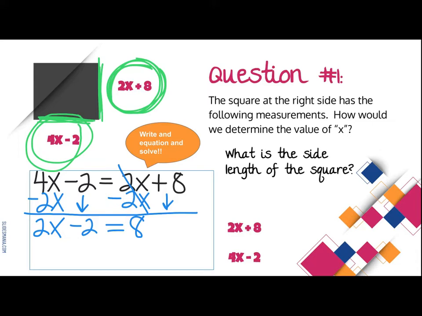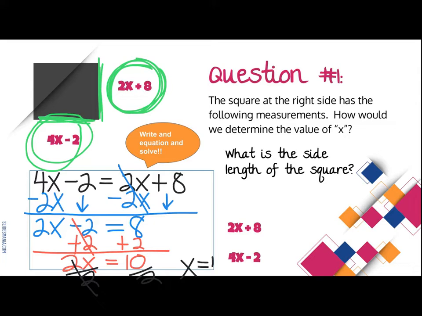Now that our x's are on the left side, we're going to move the negative 2 over to the right side to combine the constants together, to combine the numbers together. So I'm going to add 2. That will knock out that minus 2 and plus 2, leaving me with 2x equals 8 plus 2 is 10. 2 times x equals 10. The last step is to undo multiplication with division. So I'm going to divide this side by 2 and divide this side by 2. And x will equal 5. Now that's the value of x.